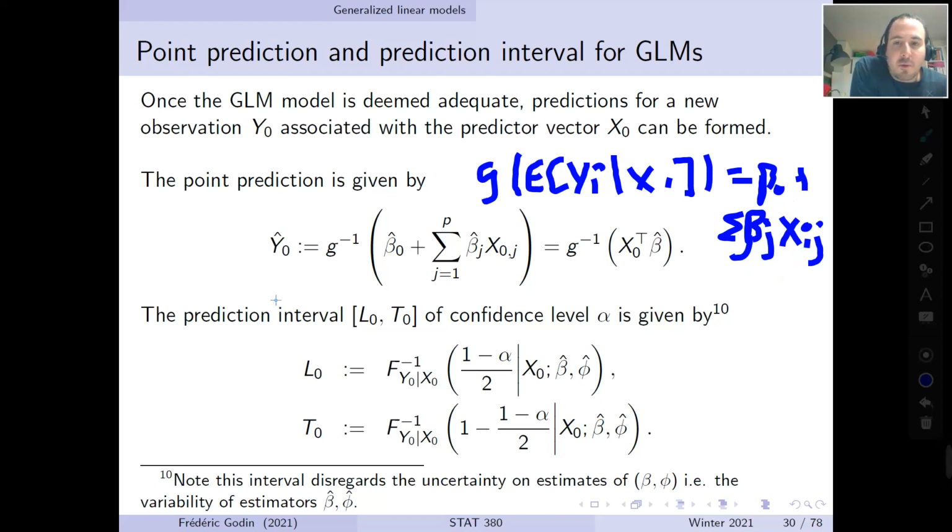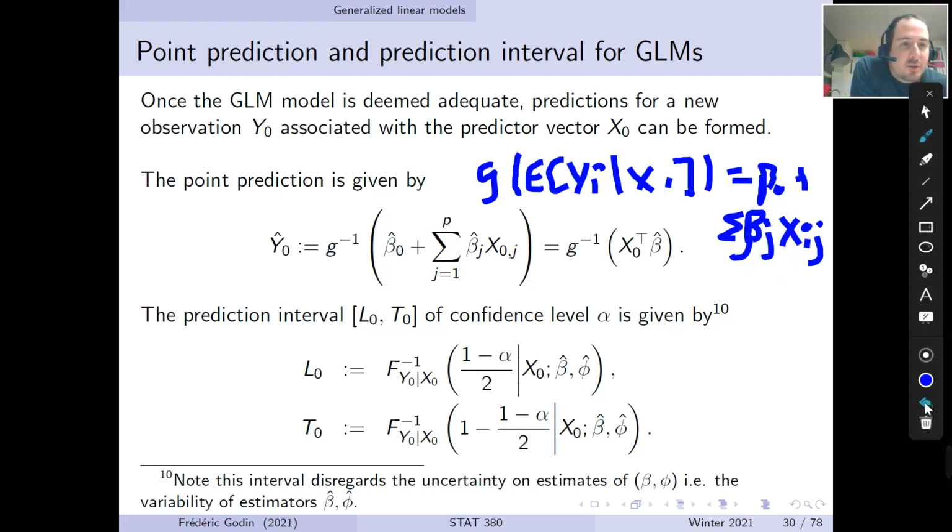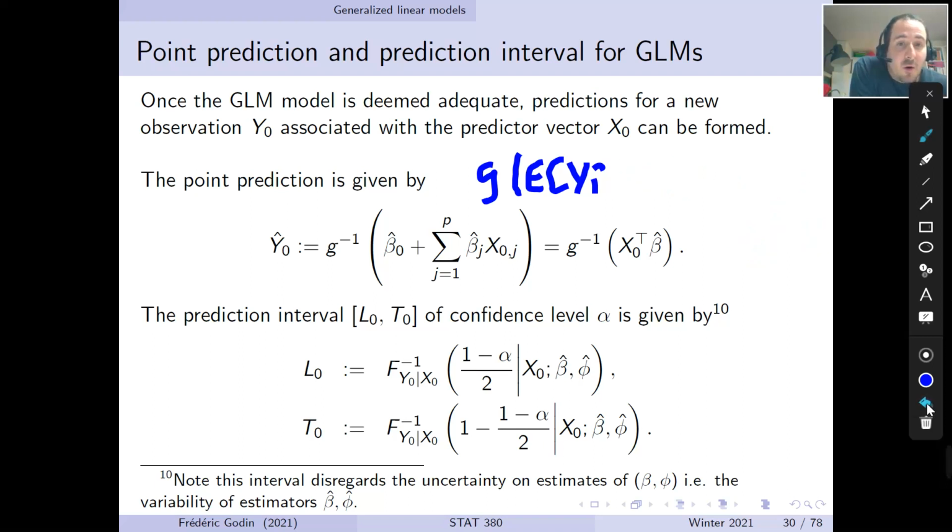So this is a point forecast, but sometimes you want not only a point forecast, but rather a prediction interval. So if you want a prediction interval, you'd like to find an interval of values in which the probability that your observation falls is, let's say, 95% or 99% or something like that.